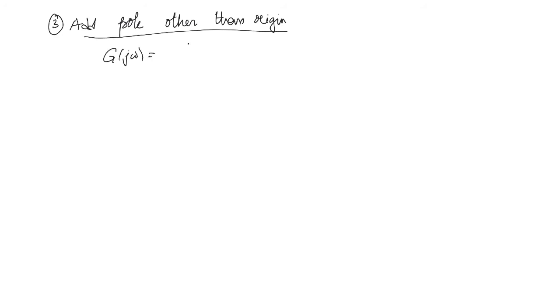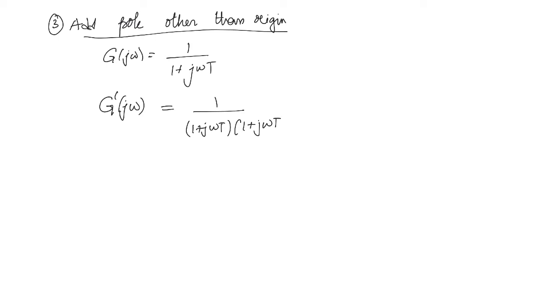Next we will see what is the effect of adding a pole other than at origin. If you take the same function, G of j omega is equal to 1 by 1 plus j omega T, and you want to add a pole other than at origin, you will have G dash of j omega is equal to 1 by 1 plus j omega T into 1 plus j omega T dash, let us say. This is the new pole that is added, which is not at the origin.